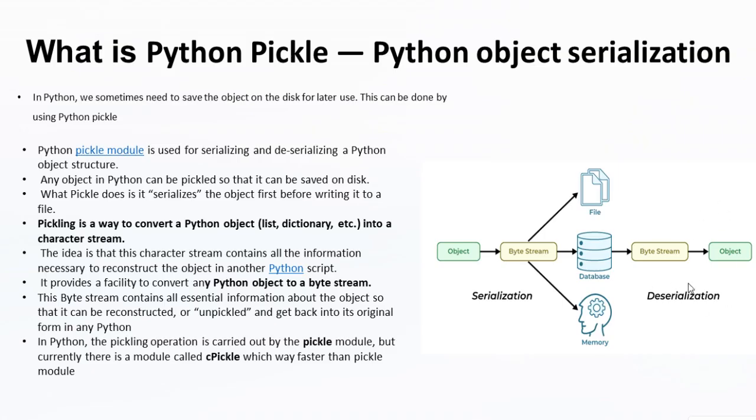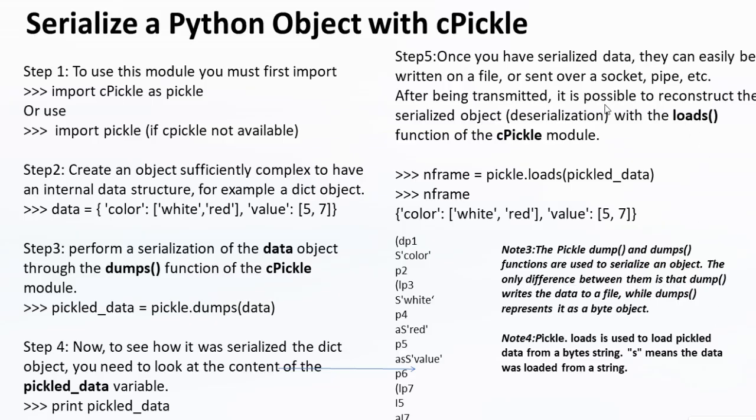Now we are at the receiver side. At the receiver side we will have to do the deserialization. So how do you do deserialization? Deserialization means now I'm going to do the reverse process, convert the character stream into the object back again.